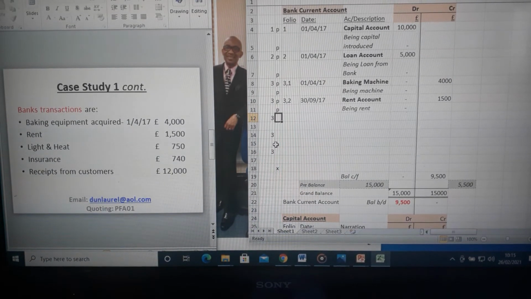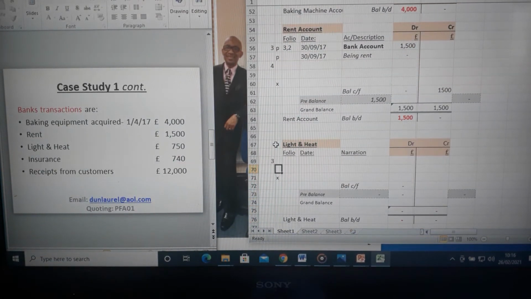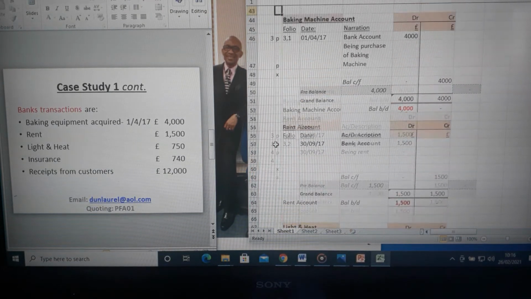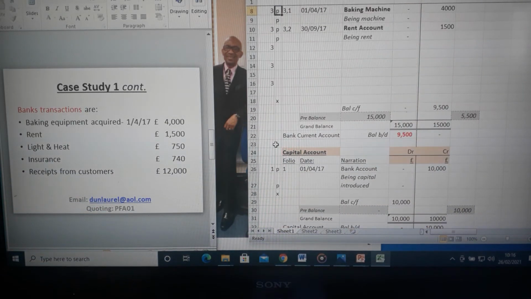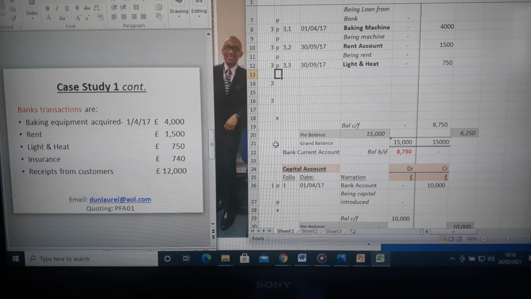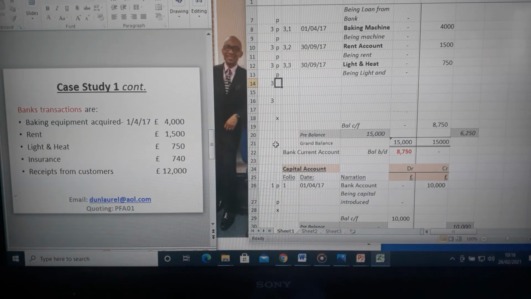The light and heat again, we have to debit light and heat and credit the bank account. Debit light and heat 750, and then the description is being light and heat paid. So go and credit the bank for providing this fund. So post it. It's a credit 750 to bank, and then being light and heat paid.